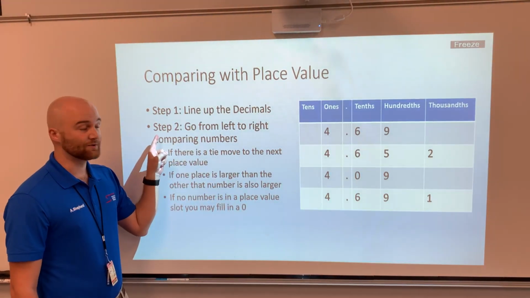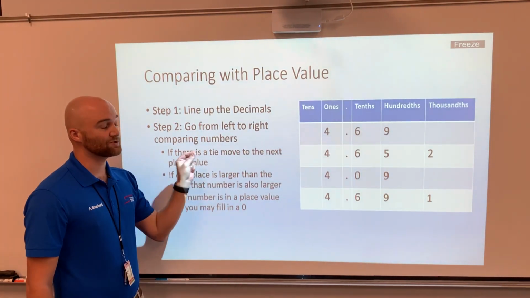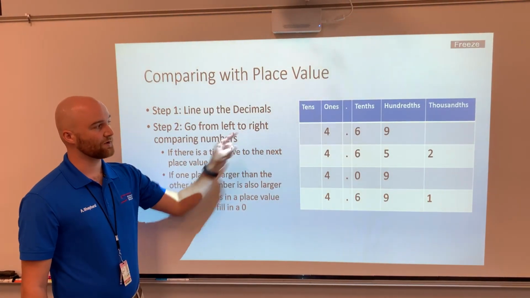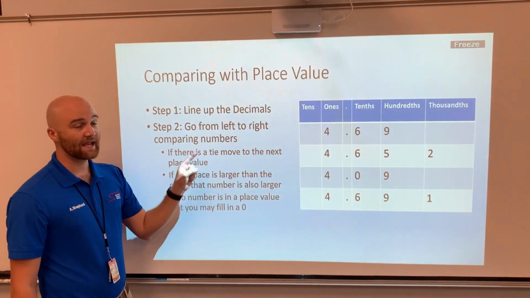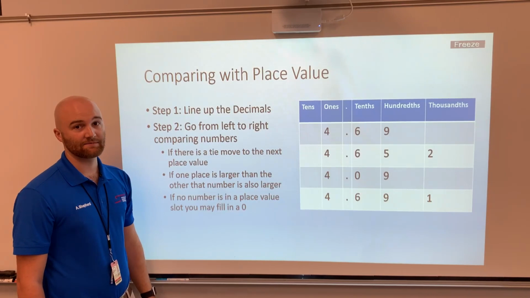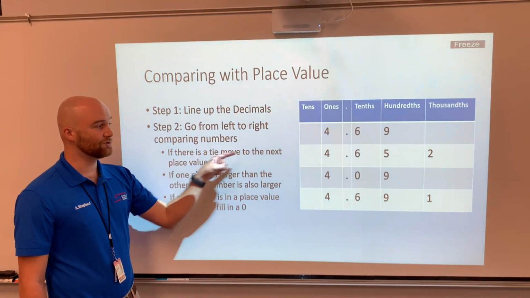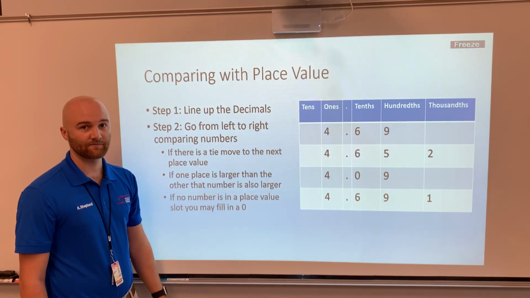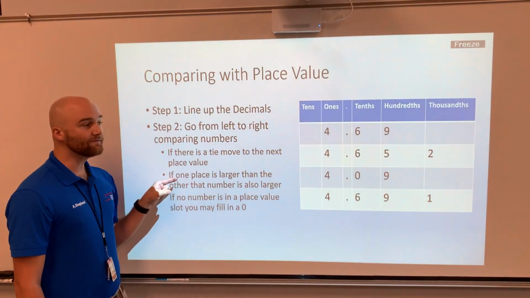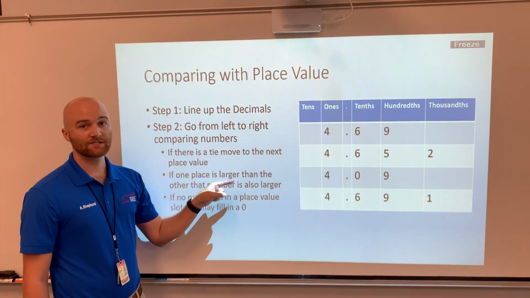The next thing I'm going to do is go from the left to the right. That's the same way that you read, from the left to the right. And I'm going to compare each one of those places. As I compare those places, I'm going to keep these rules in mind. If there's a tie, I'm going to move on to the next place value. If one of the places is larger than the other, that number is also larger.